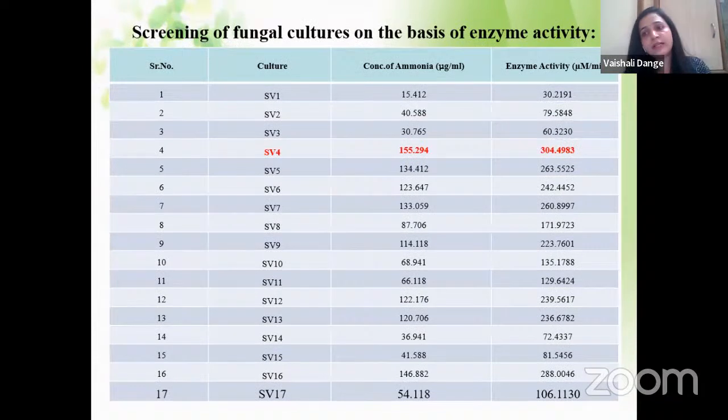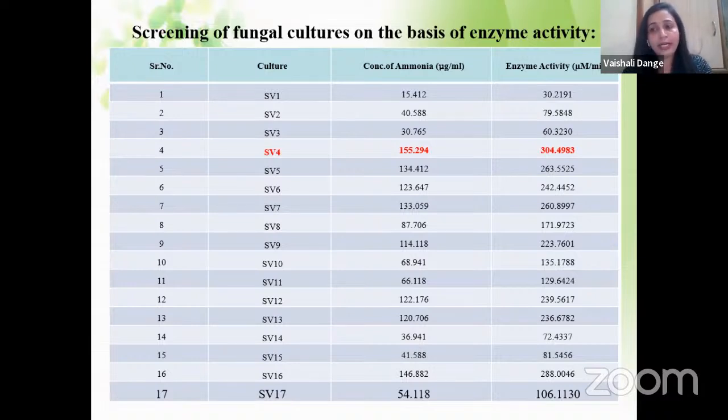Next, these are the fungal results that you can see. Here SV4 is the code name I gave, because preliminarily I had not done the identification. First of all, I isolated the different isolates, and after that I did the identification.